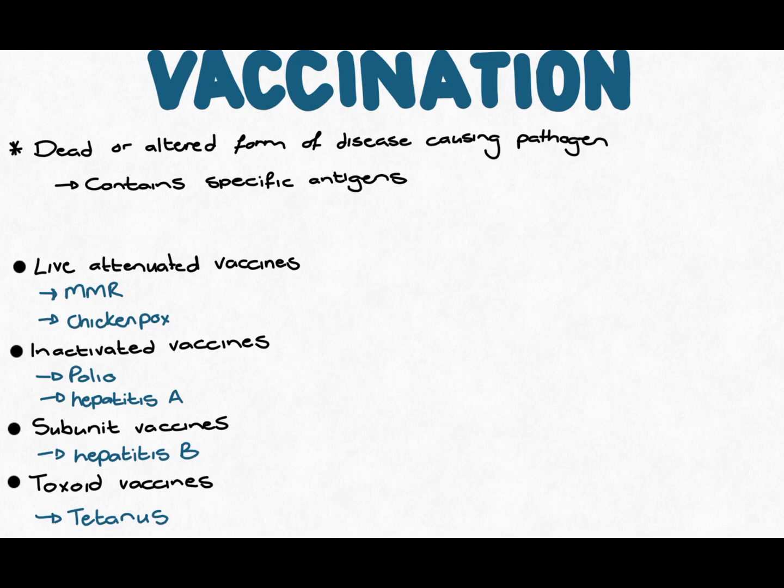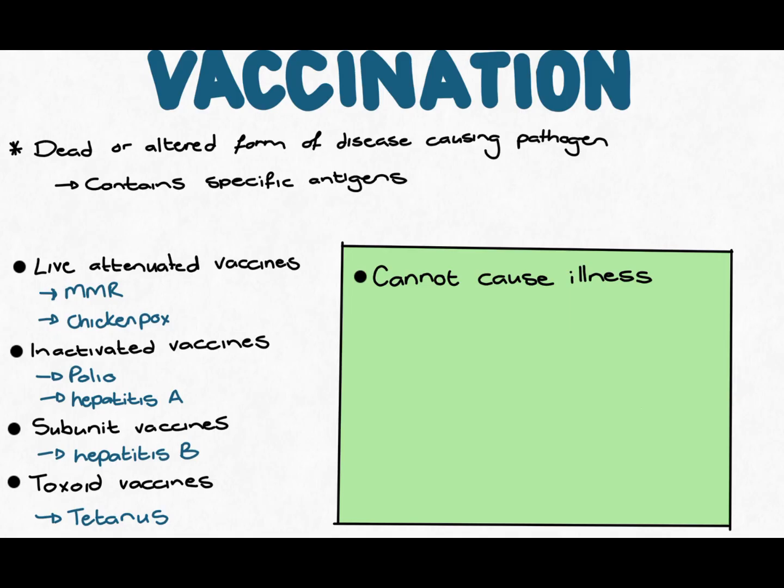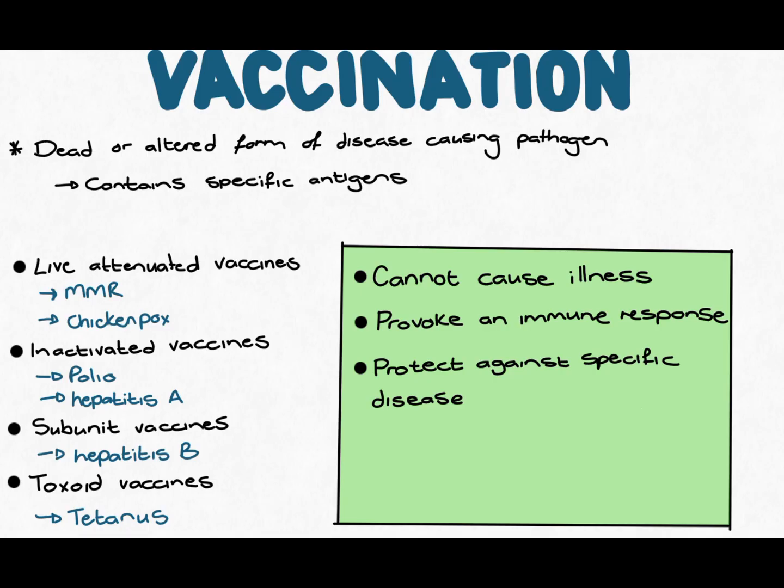So what we need to remember is firstly that vaccinations cannot cause illness. This is because an inactive or dead pathogen is used, or only a part of the pathogen. Vaccination will also provoke an immune response by providing the immune system with an antigen to respond to. Vaccination also protects against specific disease because a specific antigen is injected into the body, which means that the immune system will only produce memory cells and antibodies against that specific antigen. And overall, vaccinations boost the body's defense against disease.